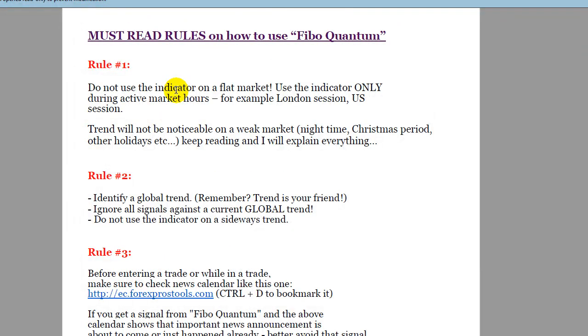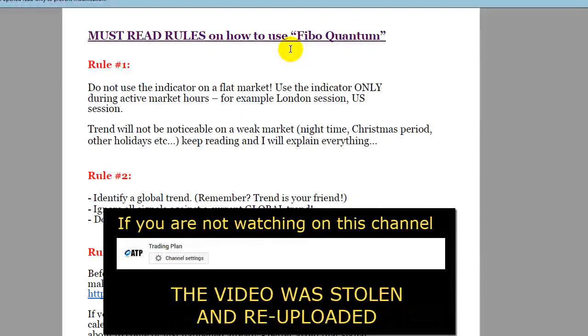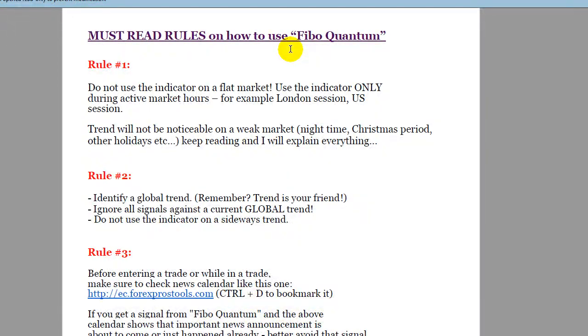The must-read rules on using Fibo Quantum, and a lot of people don't follow the rules. I've gotten too many questions on YouTube, and the answers are in the document itself. So we're going to quickly go through these. Rule number one: do not use it on a flat market. Even if it says use it during certain sessions, when you're looking at daily charts, I would ignore that rule.